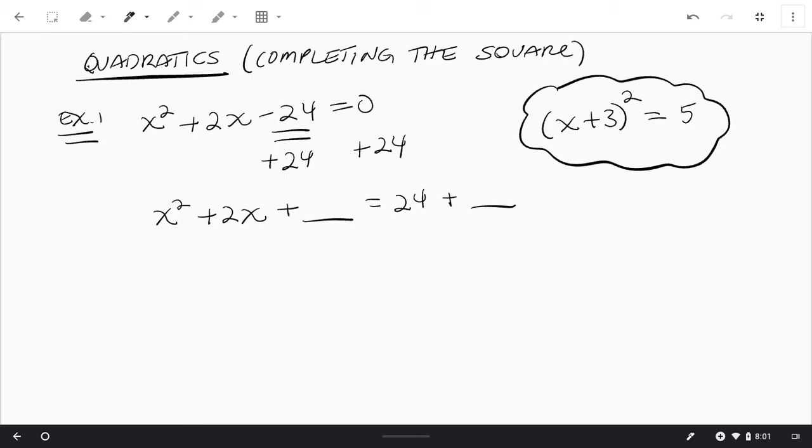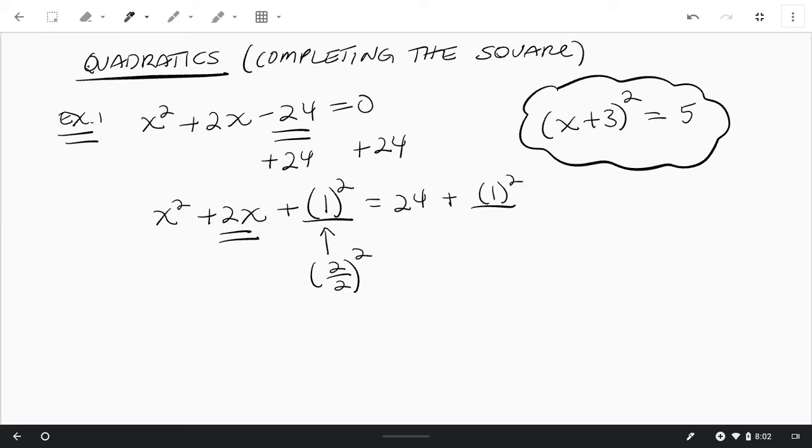So the way you go about finding this number here is by taking half of this number and then squaring it. So half of that number and then squaring it. So that becomes 2 divided by 2 is 1. So I'm just going to write it as 1 squared. And 1 squared is actually 1. Okay.